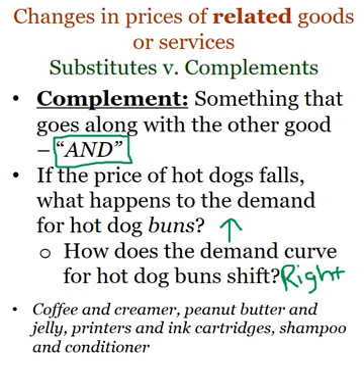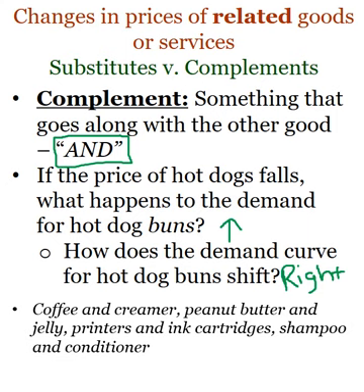Coffee and creamer are an "and." They're complements. You buy them together. If the price of coffee goes up, now your desire to drink coffee overall just went down. So your desire to purchase creamer, your demand for creamer, went down. Peanut butter and jelly are complements. If the price of peanut butter goes down, your desire to buy everything just went up. Your demand for jelly went up.